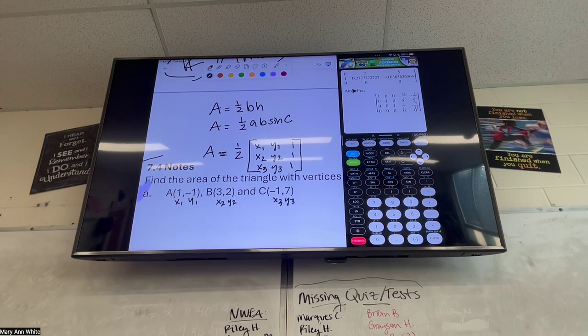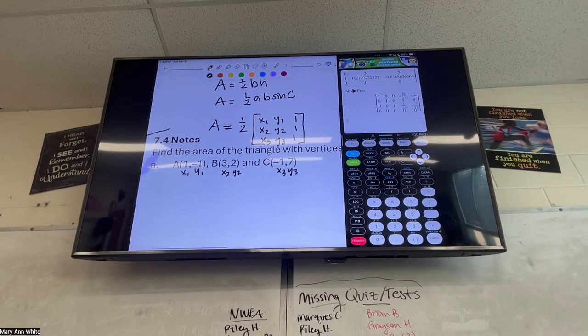I generally just do first point I see as my X1, second point I see as my X2, third point I see as my X3. You can arrange them however you want. You can shuffle them around. It doesn't matter to me as long as you use all of them and keep them connected, okay? And we're going to do the determinant of that little 3x3. I taught you how to do it by hand, but I also taught you how to do it in the calculator. So we're just going to do it in the calculator.